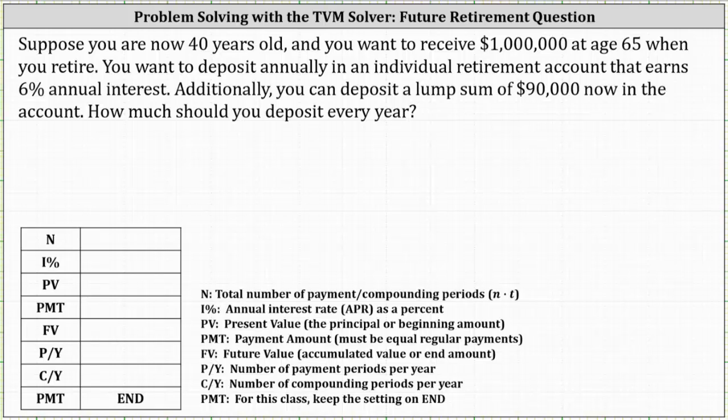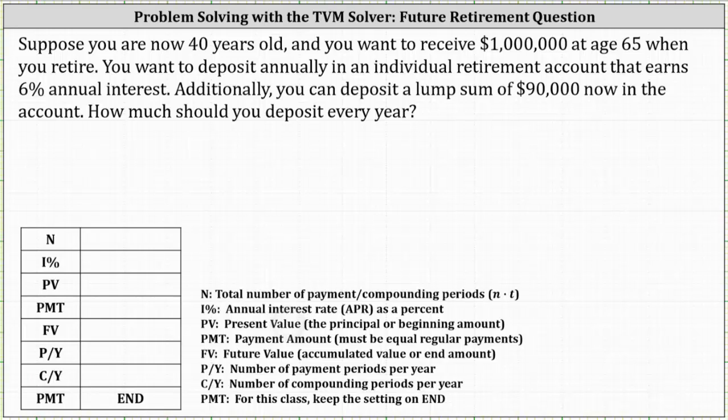Suppose you are now 40 years old and want to receive $1 million at age 65 when you retire. You want to deposit annually in an individual retirement account that earns 6% annual interest. Additionally, you can deposit a lump sum of $90,000 now in the account. How much should you deposit each year?